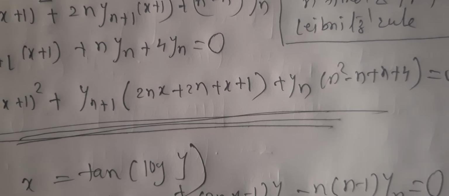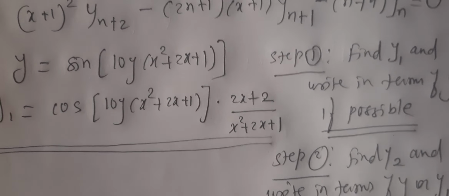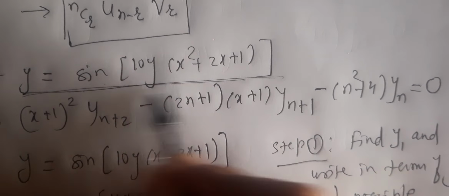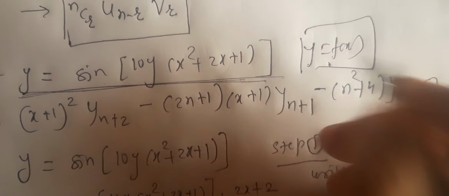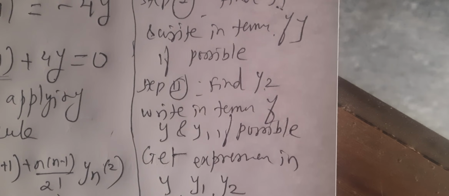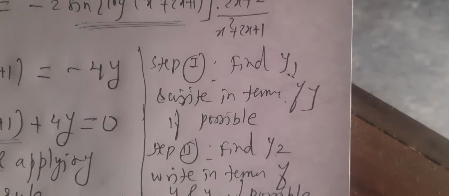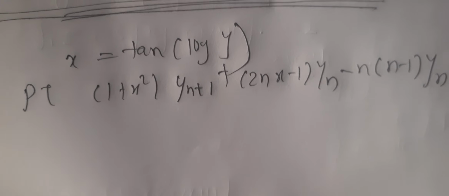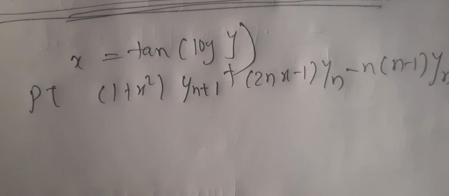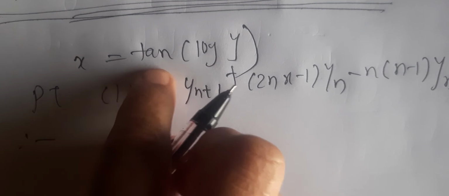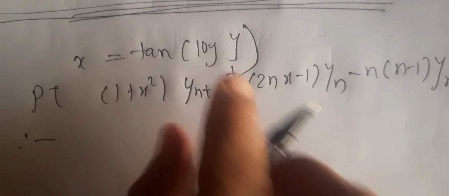For these steps, the first thing was our given function, that was we had y in terms of x, that is y equal to fx, and because it was y equal to fx, we had these 3 steps. Find y1, then y2, etc. Now what can you see here? Here it is not y in terms of x, here it is x in terms of y. So our first step, because x is tan of log of y, try to write y in terms of x.